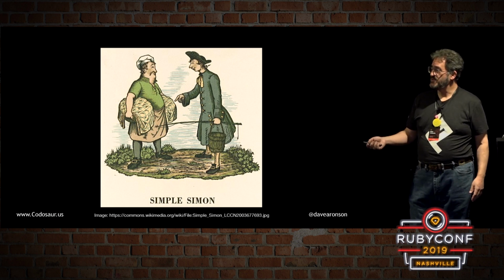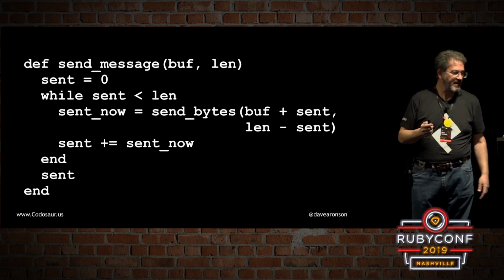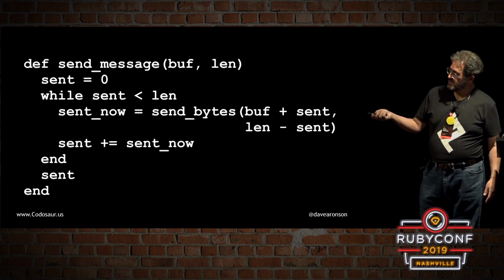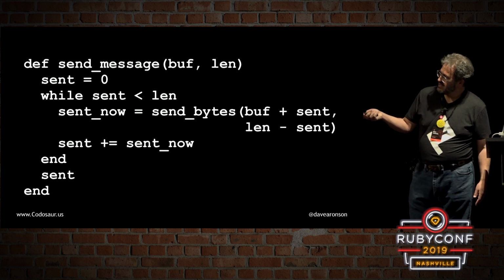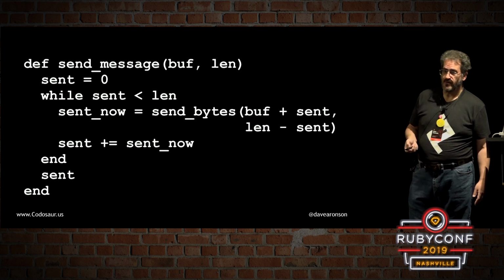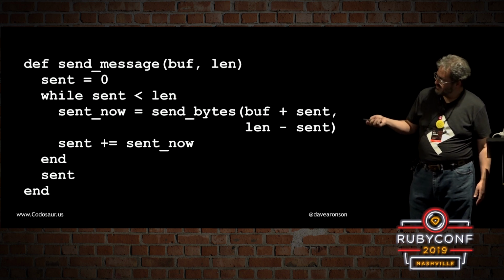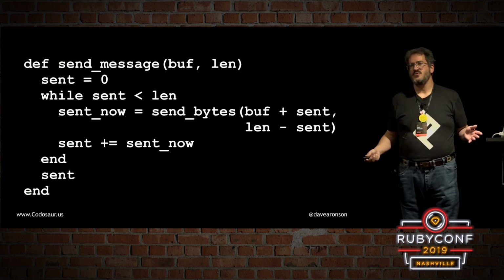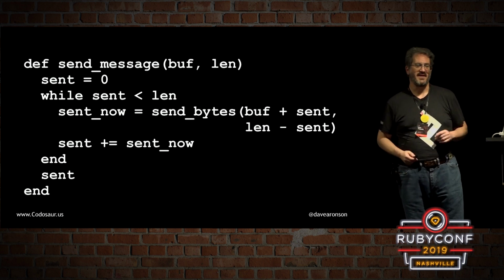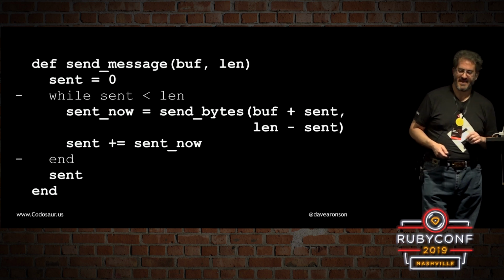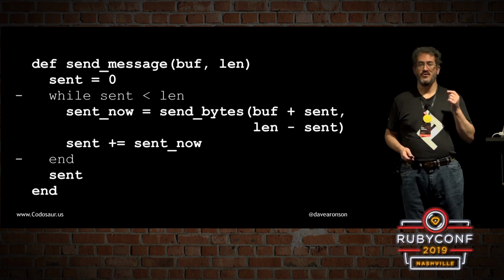Suppose we have a method to send a message, like so. This method, sendMessage, loops over and over, sending in each chunk as much as sendBytes can handle in one shot, picking up where it left off each time until the whole thing has been sent. Now, a mutation testing tool can make lots and lots of different mutants out of this, but one of particular interest would be this. That's an example of removing a loop control.